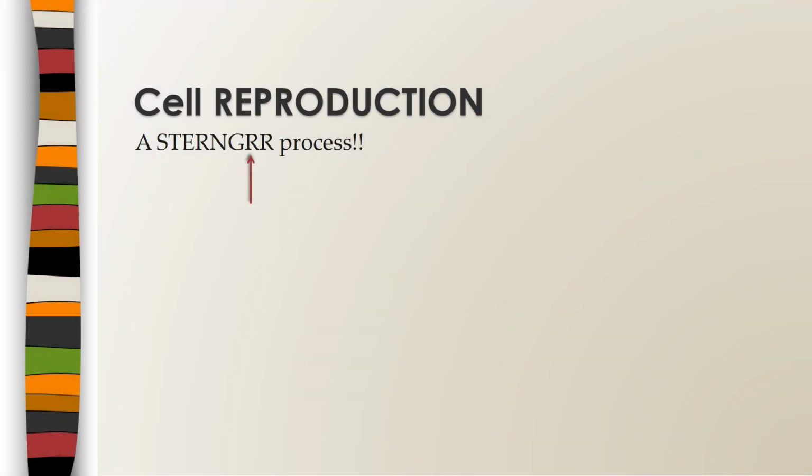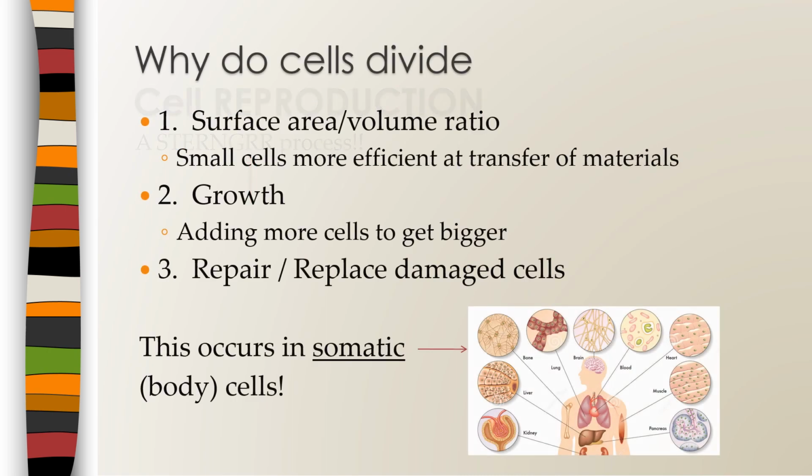Guys, welcome back. Today we are going to talk about cell reproduction, which is another Stirninger process. Let's go ahead and start. Why do cells divide? Okay, first they have to adjust their surface area to volume ratios.